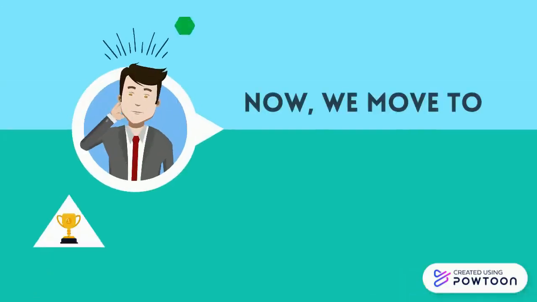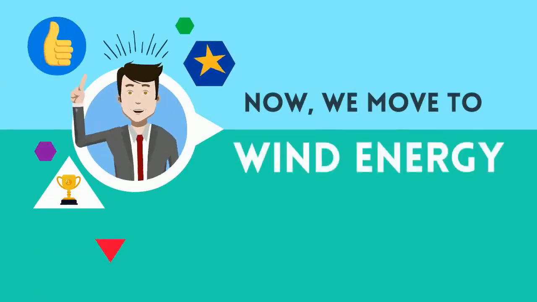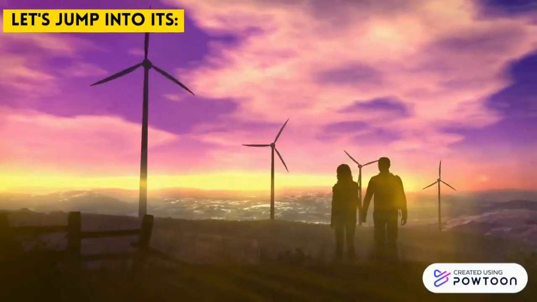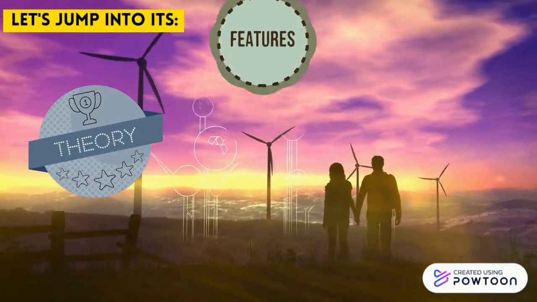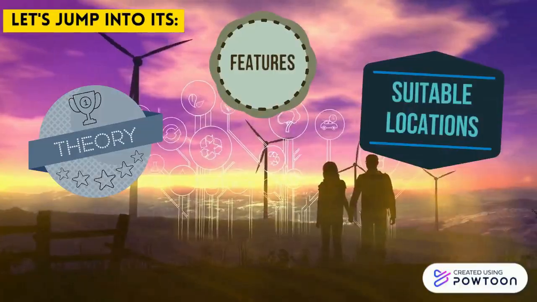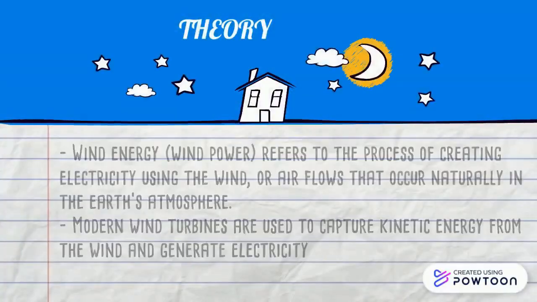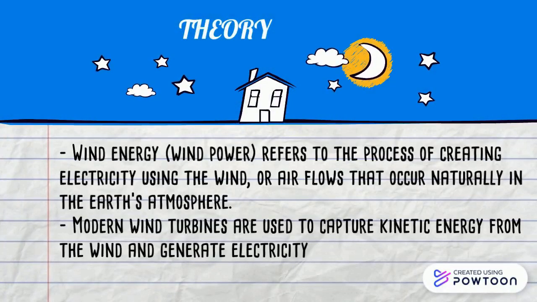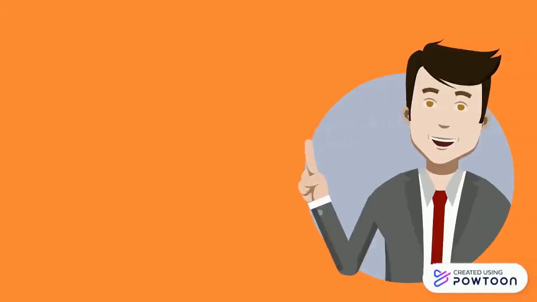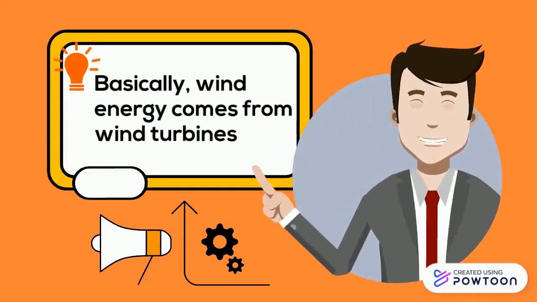Now, we move to wind energy. Theory. Wind energy or wind power refers to the process of creating electricity using the wind or air flows that occur naturally in the Earth's atmosphere. Modern wind turbines are used to capture kinetic energy from the wind and generate electricity. Basically, wind energy comes from wind turbines.